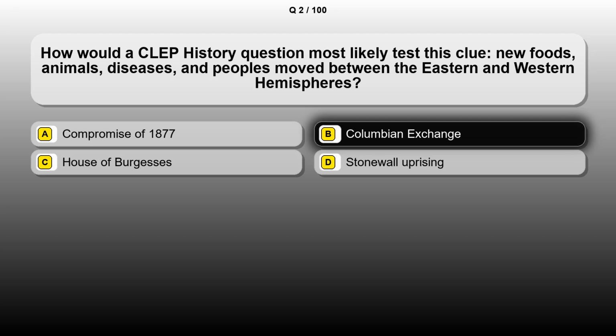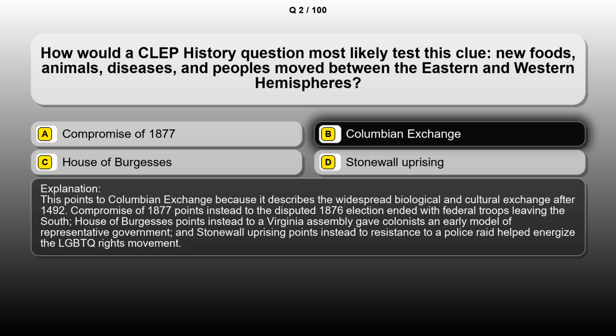The correct answer is option B, Columbian Exchange. This points to Columbian Exchange because it describes the widespread biological and cultural exchange after 1492. Compromise of 1877 points instead to the disputed 1876 election ended with federal troops leaving the South.